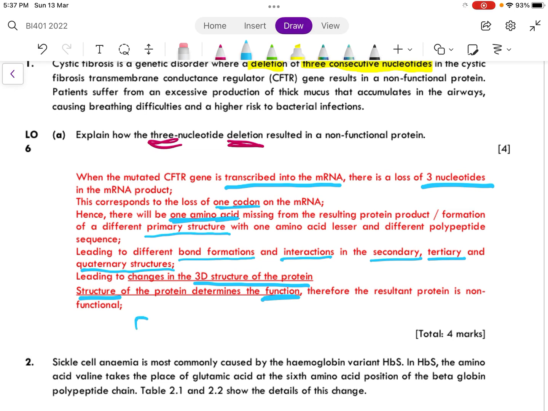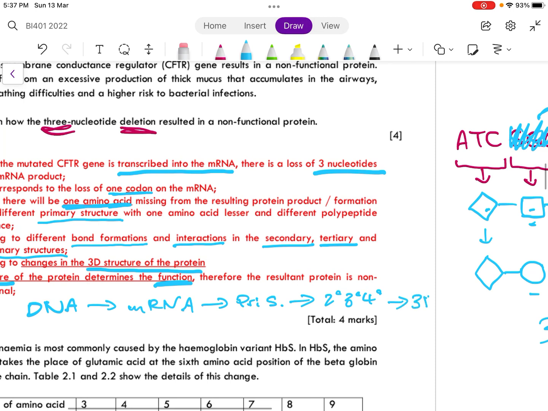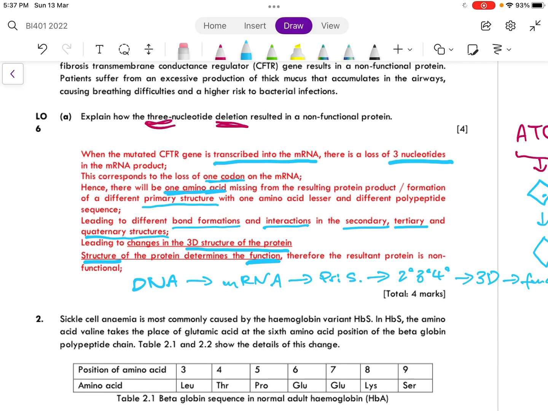So to summarize, if your DNA changes, your mRNA will change. And if your mRNA changes, you'll result in a different primary structure. If the primary structure changes, it can affect your secondary, tertiary, quaternary structures, and this will affect the 3D shape of the protein as well as the function, because the shape determines function. Okay, so you can pause here if you want to have a look at the answers.